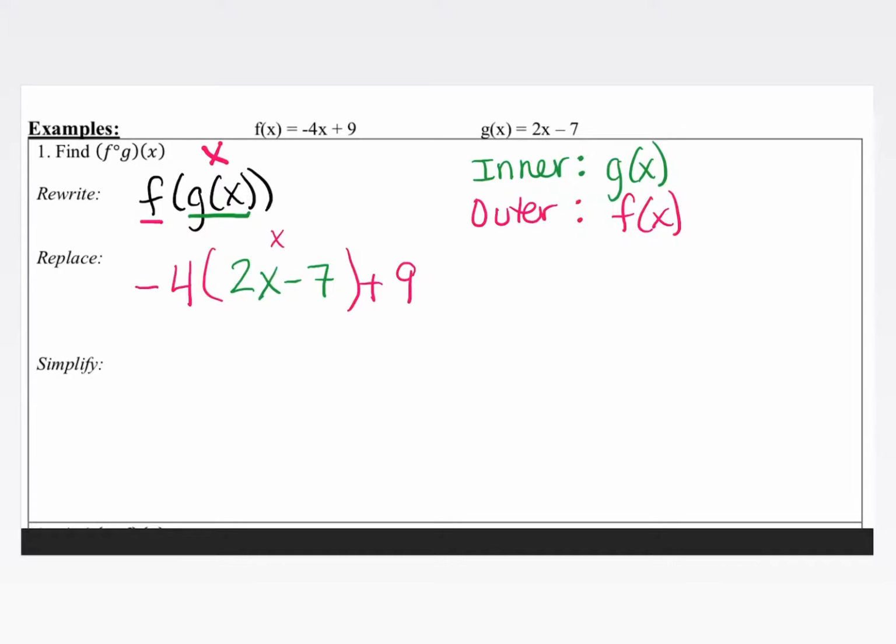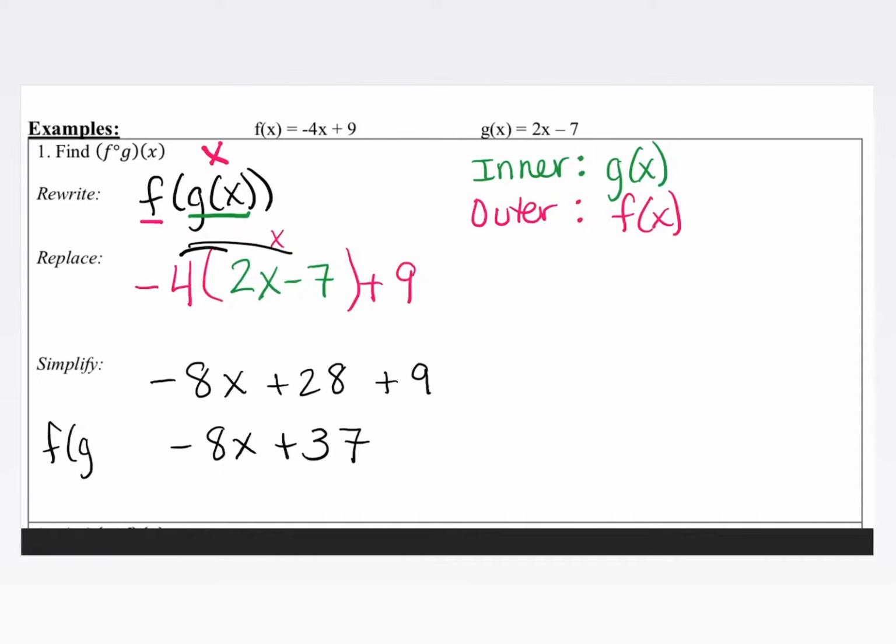Now, in order to simplify this, we would just simplify it like any other algebraic expression. Here, it looks like we want to use the distributive property. So we'll end up getting negative 8x plus 28, and then bring down that plus 9. We can combine the like terms and get negative 8x plus 37. So that is our solution to f of g of x.